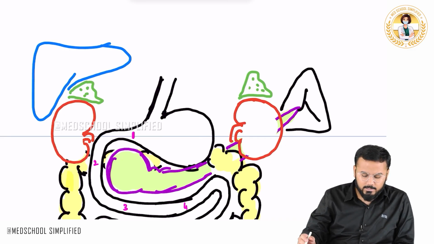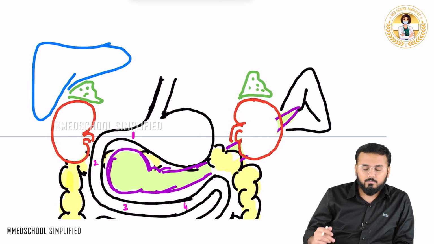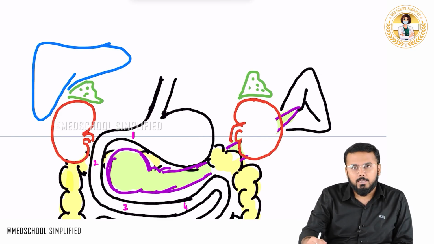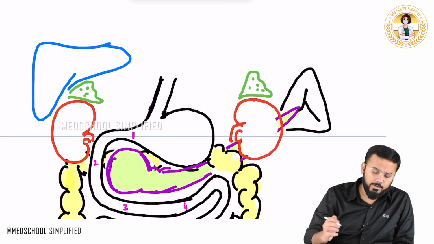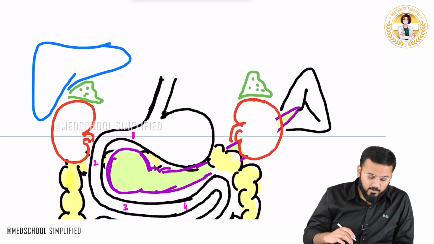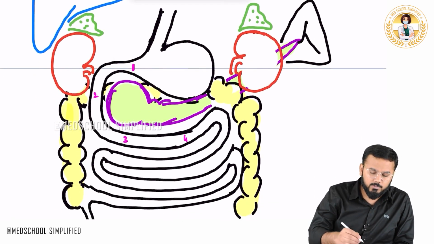What are these glands? These glands are called adrenal glands. If you have watched my previous video on the relations, the stomach bed video, I already told you there are two important flexures. One flexure is called the hepatic flexure, and another is called the splenic flexure.